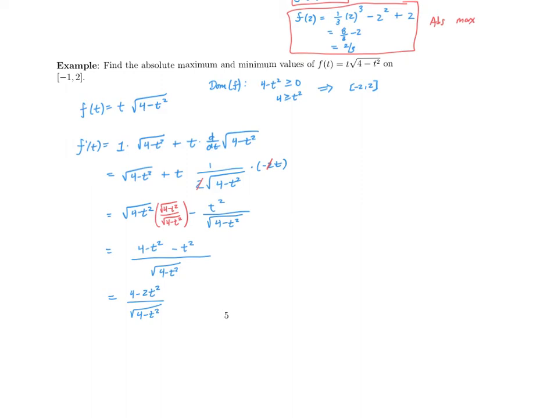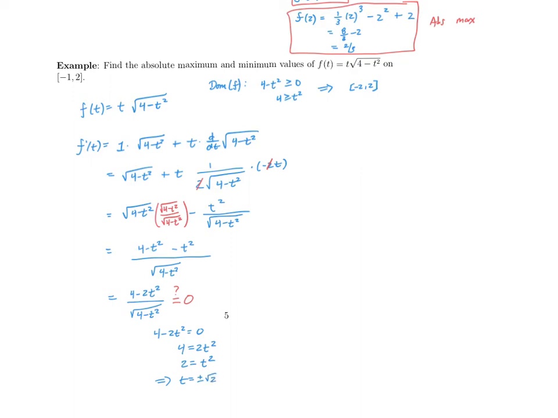And in order to find the critical points, what we would like to know is where is this derivative equal to 0, and where is this derivative undefined. So we'll first think about where it's equal to 0. Remember, a fraction is only equal to 0 when the top is 0. So 4 is 2t squared, 2 is t squared, so t is equal to plus or minus the square root of 2.